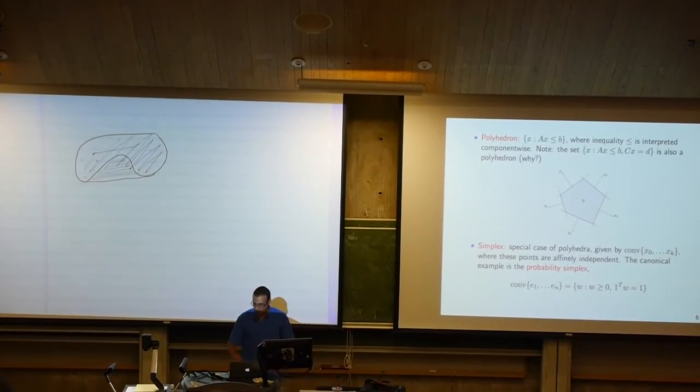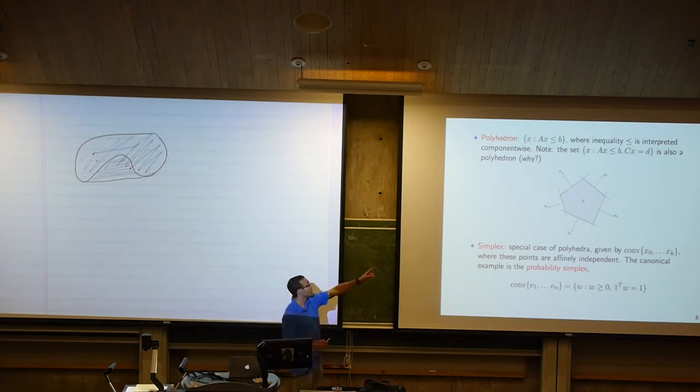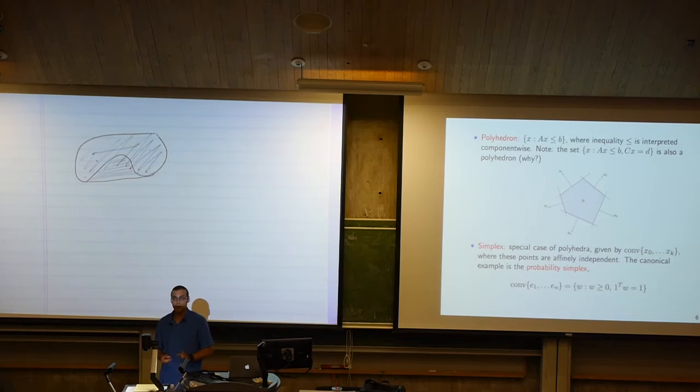So what do we mean by that? This is a little bit unorthodox notation. Ax is a vector, right, and b is a vector. So by Ax less than or equal to b, I mean that every element of Ax is less than or equal to the corresponding element of b. Okay, we're going to use that notation in general throughout the semester.